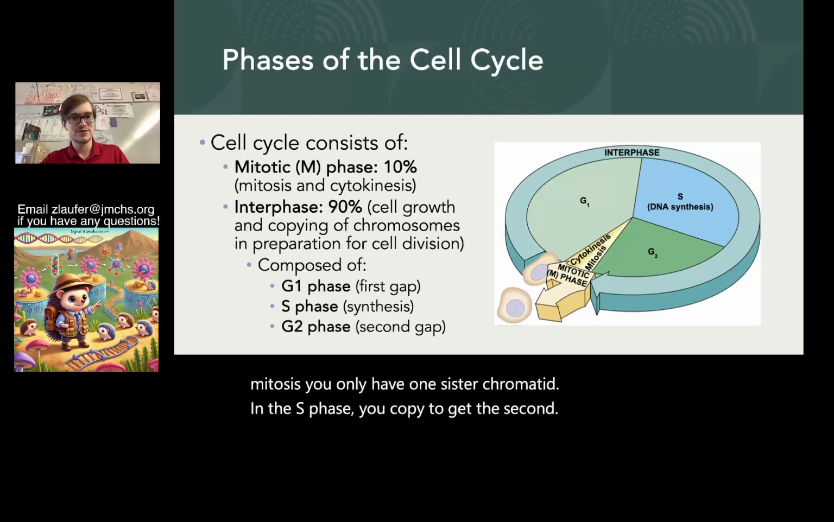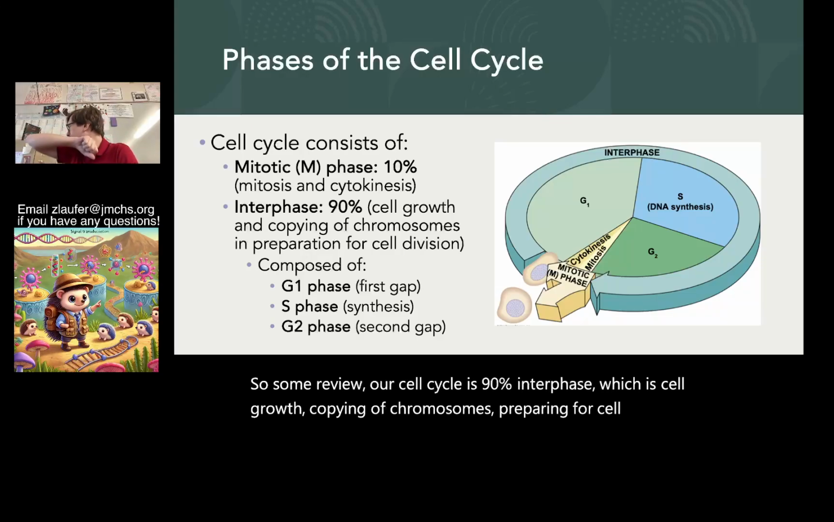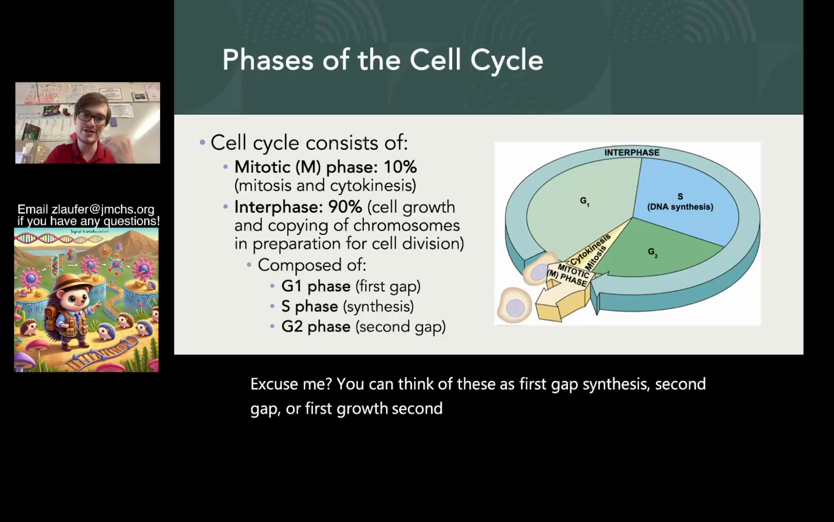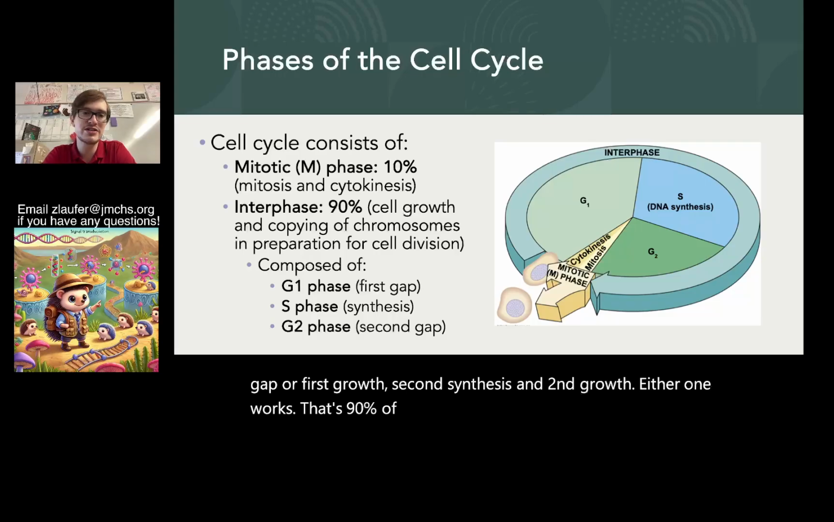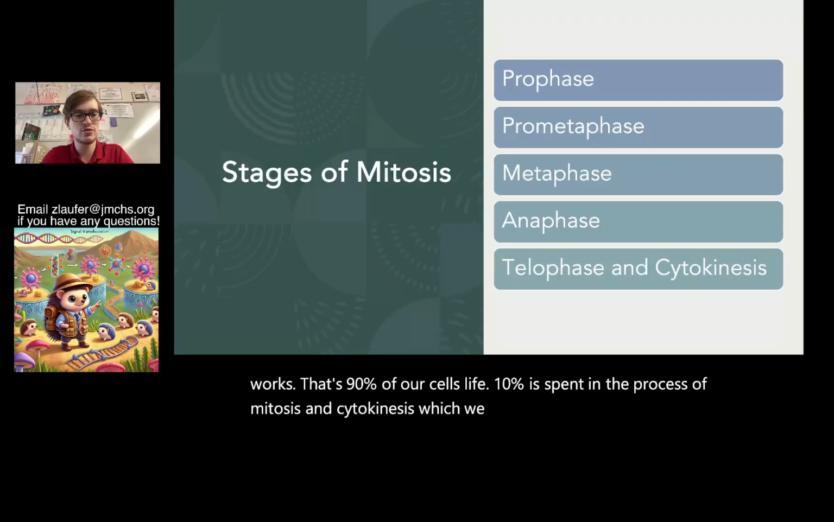So, some review. Our cell cycle is 90% interphase, which is cell growth, copying of chromosomes, and preparing for cell division. You can think of these as first gap, synthesis, second gap, or first growth, synthesis, and second growth. Either one works. That's 90% of our cell's life. 10% is spent in the process of mitosis and cytokinesis, which we will get into in our next video.